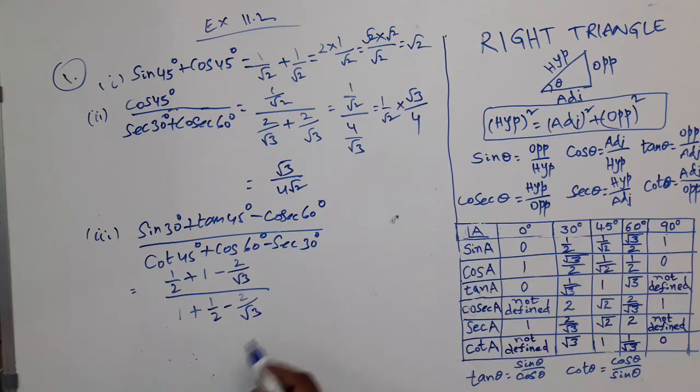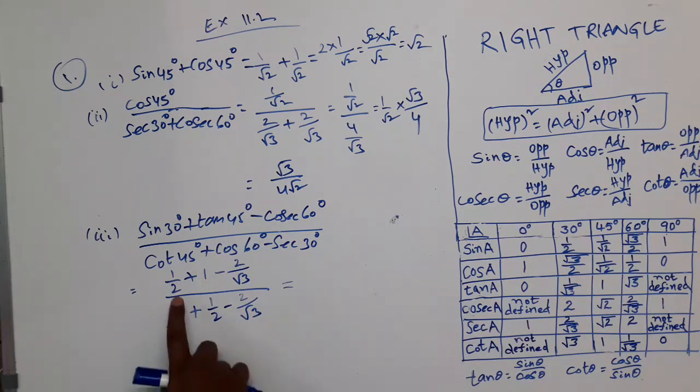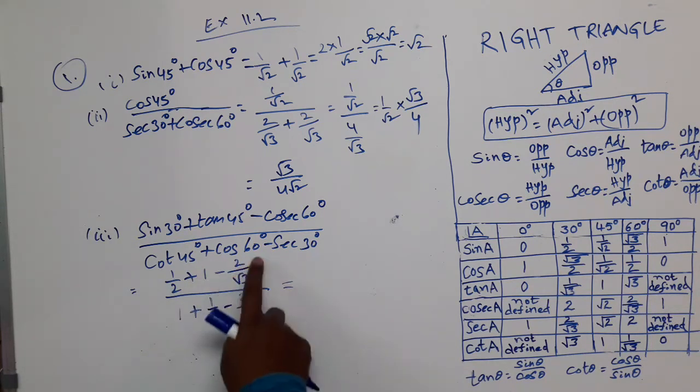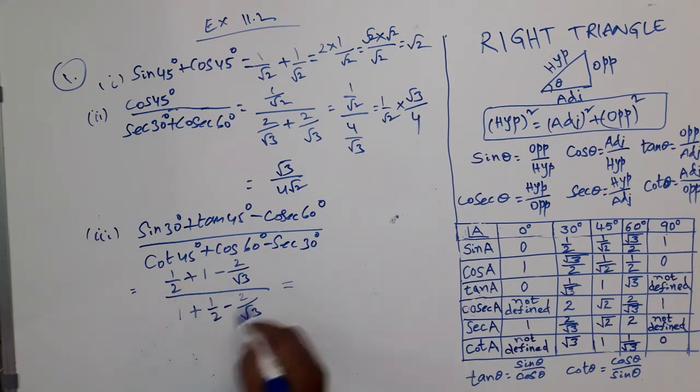You are supposed to simplify further. Shall we blindly take the LCM and proceed? Observe carefully: numerator and denominator are the same. You observe, 1, 1, minus 2 by root 3, minus 2 by root 3. These two expressions are the same, so the ratio is 1. The answer is 1 here.